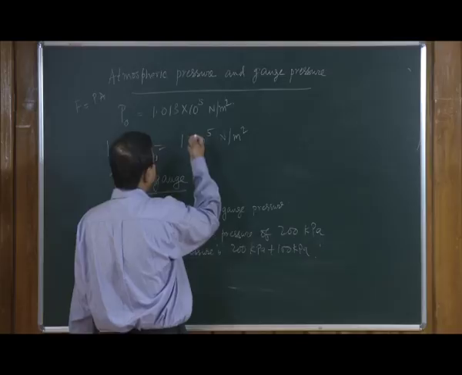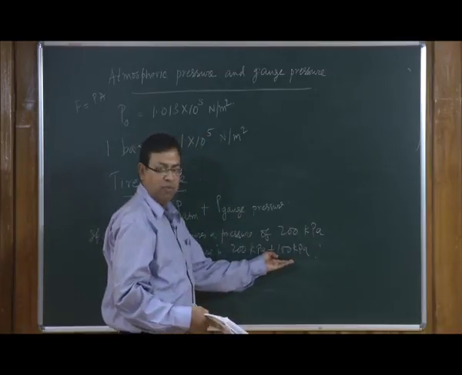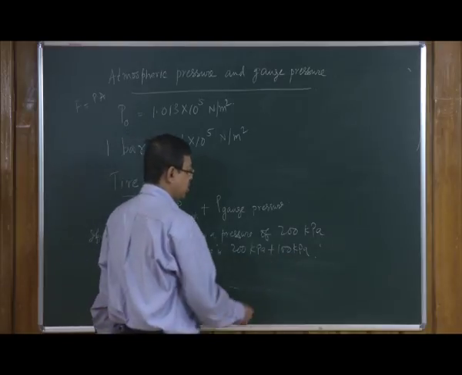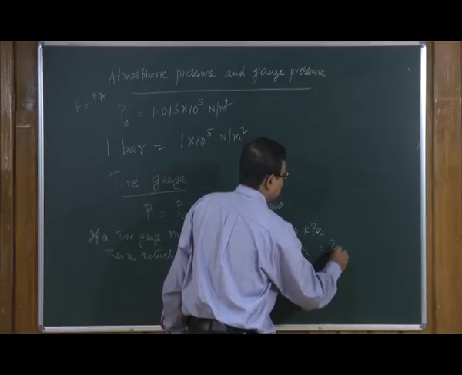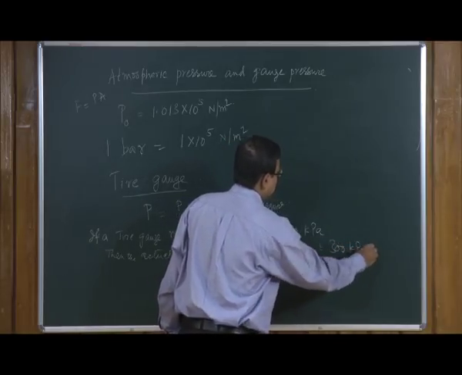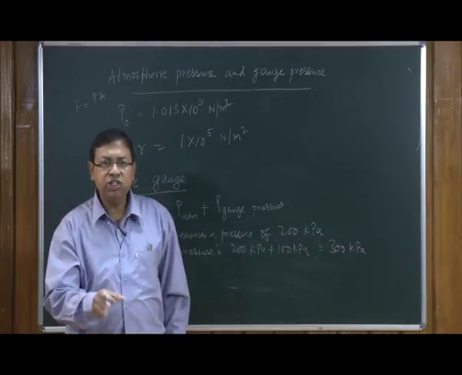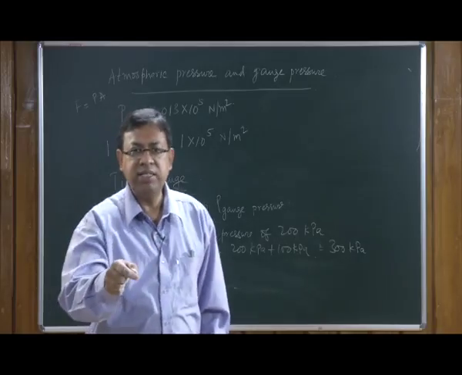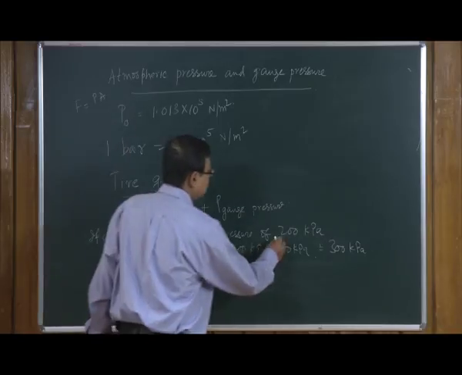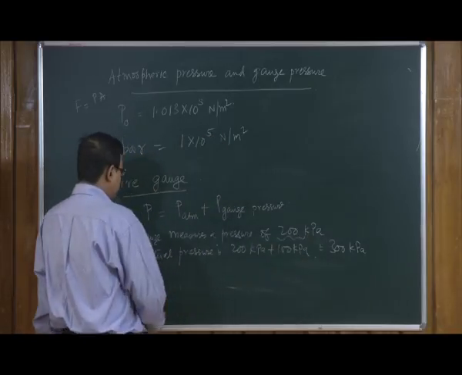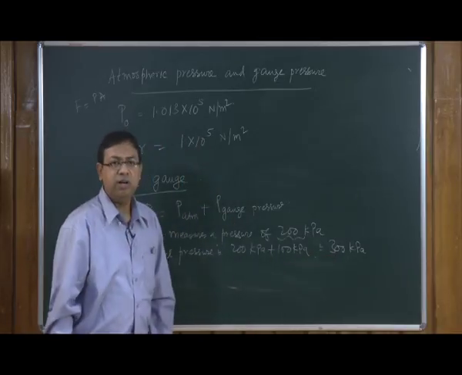I am taking this and this to be nearly the same. The atmospheric pressure, I am taking loosely as 1 into 10 to the power 5 Newton per meter square or 1 into 10 to the power 5 Pascal. So, this is actually 300 kilopascal. So, the tire gauge, the instrument that they put inside the nozzle of the tire to measure the tire pressure, will measure this. However, the actual pressure is 300 kilopascal including the atmospheric pressure.